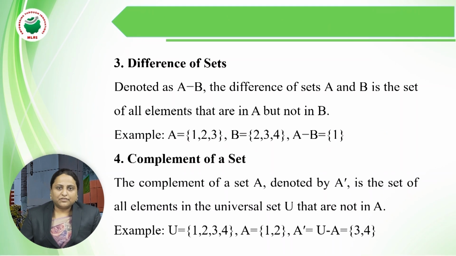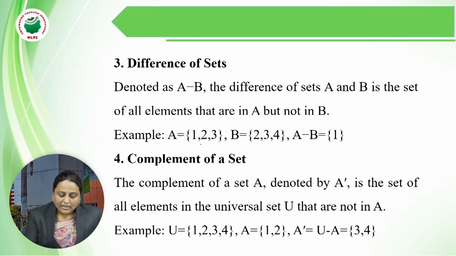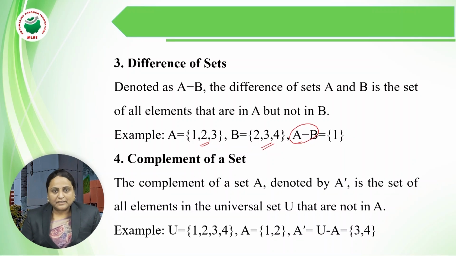Next one is difference of the sets. How do you find the difference? Suppose set A is having some elements and set B is having other elements. How do you find A minus B? That is called the difference of A minus B. So A is having 1, 2, 3 and B is having 2, 3, 4. The meaning of A minus B is to consider the elements present in A but not in B. So you have to consider the elements present only in A. Those elements must not be present in B. For example, A is having 1, 2, 3, B is having 2, 3, 4 and you are performing A minus B. So you have to consider the elements present only in A, they must not be present in B.